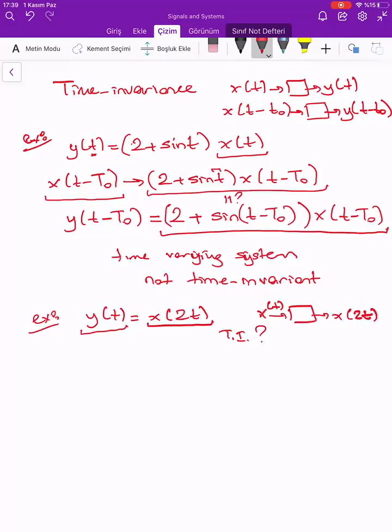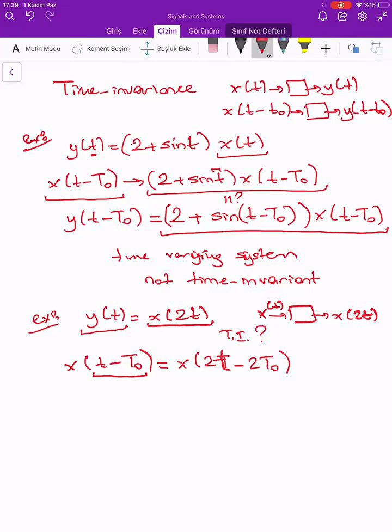How should I approach this problem? First, I should say x of t minus t0 is the input. Then I should write x of 2t minus 2t0. So what happens here? Instead of this t, I put t minus t0, and then 2 times t minus t0 will be equal to 2t minus 2 times t0.